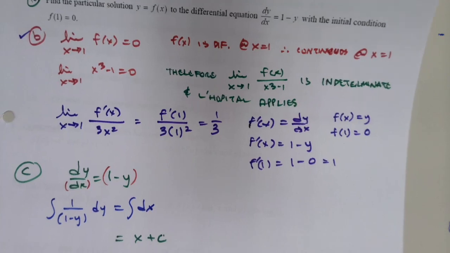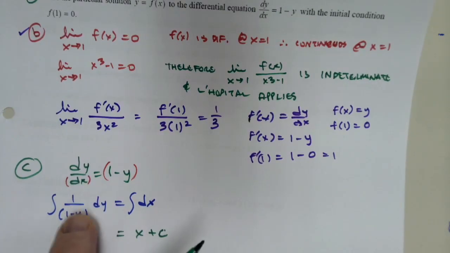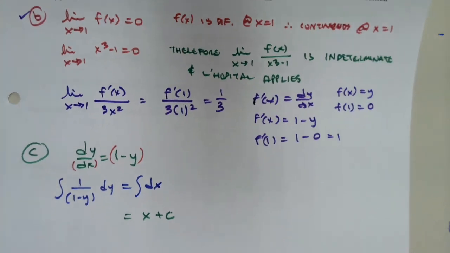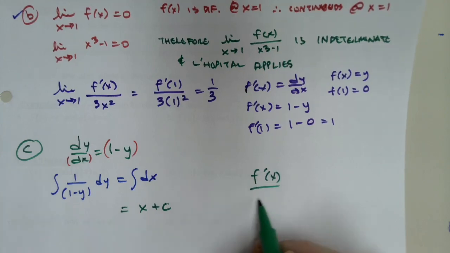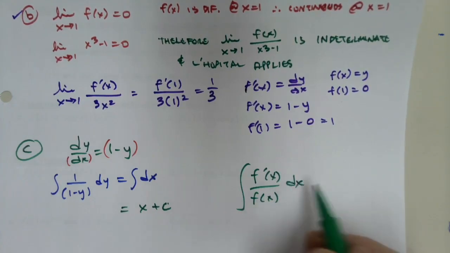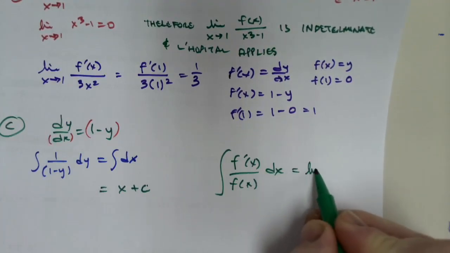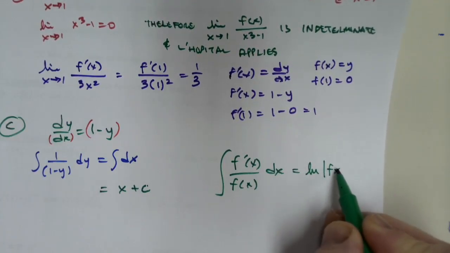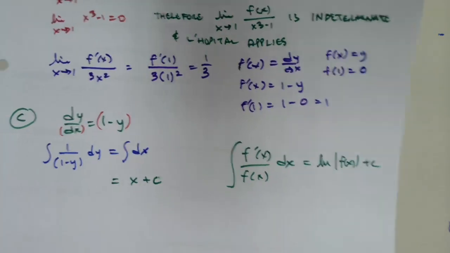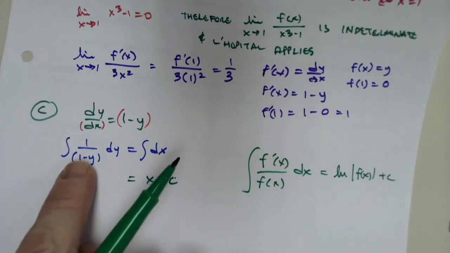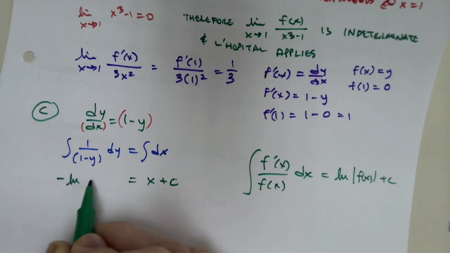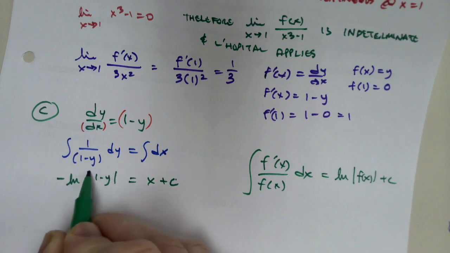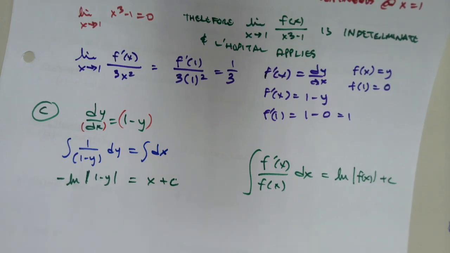Derivative of 1 is x. Over here, we do have something we've seen from our last unit. Remember when we had f prime of x over f of x dx? This is simply just going to be the natural log of the absolute value of f of x plus c. Okay, now we're pretty close to this. Our reverse chain rule is going to require us to have a negative out in front of this, but this would just be negative natural log of the absolute value of 1 minus y, and that's going to be equal to x plus c.